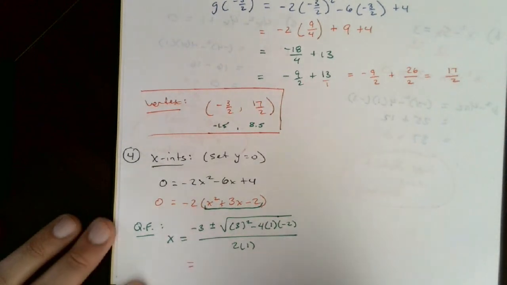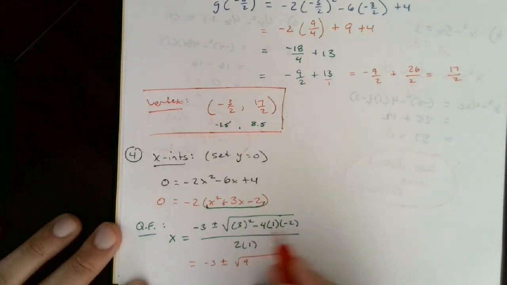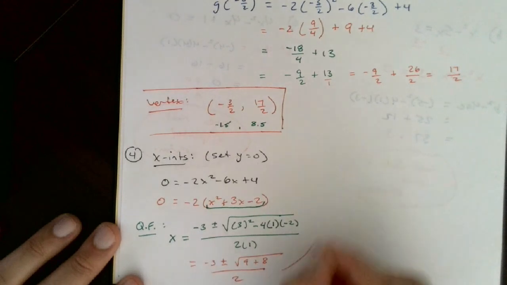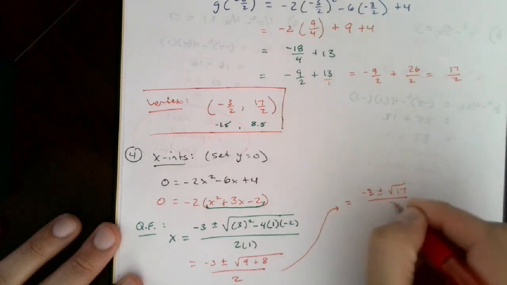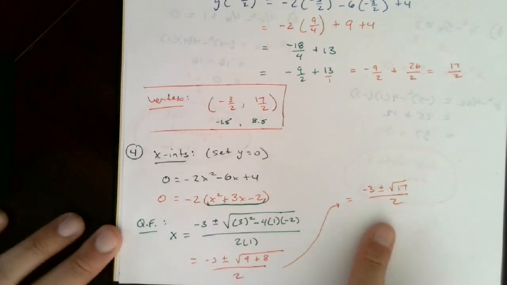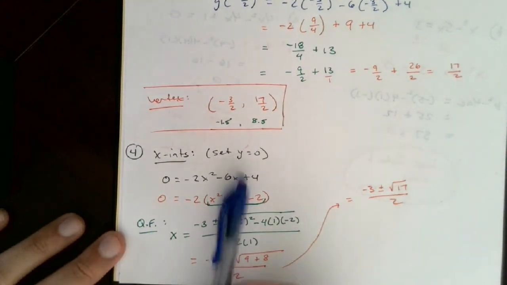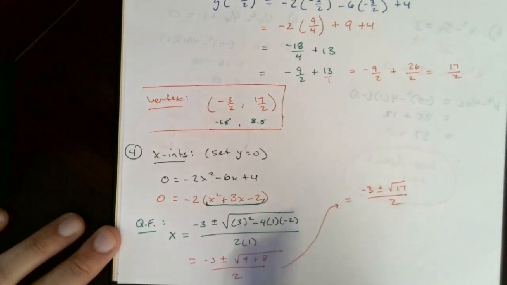So simplifying this, I end up with negative 3 plus or minus the square root of 3 squared, which is 9. A negative times a negative makes us plus 4 times 2 times 1, which is going to be 8. So 9 plus 8 over 2 times 1, which is 2. So this equals negative 3 plus or minus the square root of 17 divided by 2. Remember, these are x values, and this is two answers, right? So this is the x value where it crosses the x-axis, the x-intercept. When we set y equal to 0, this is where it crosses the x-axis.